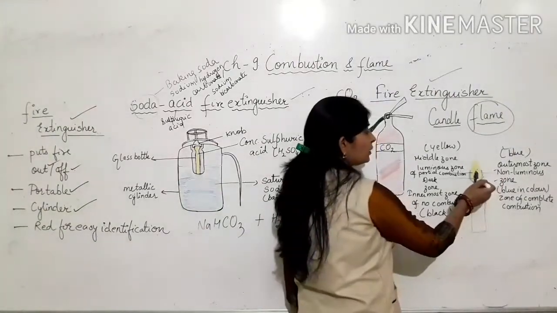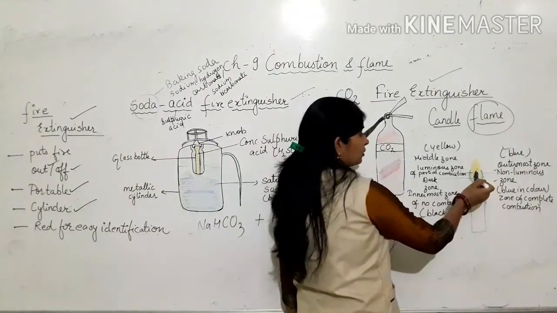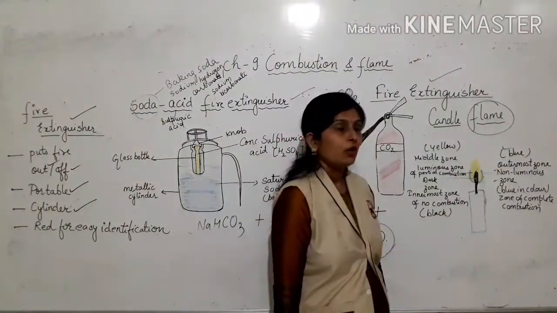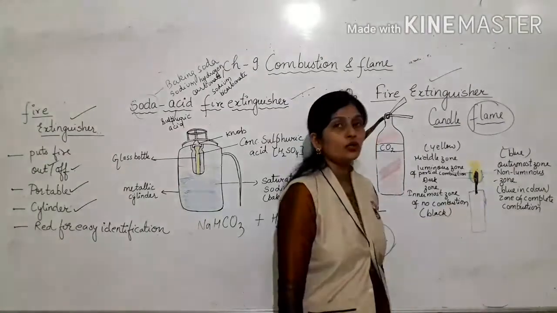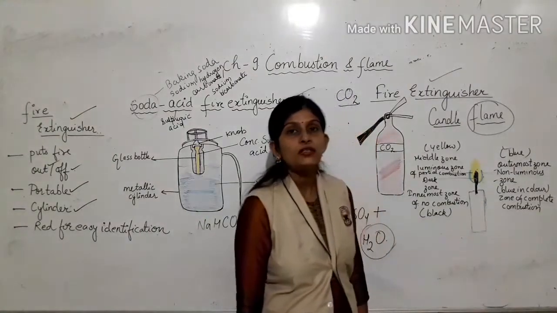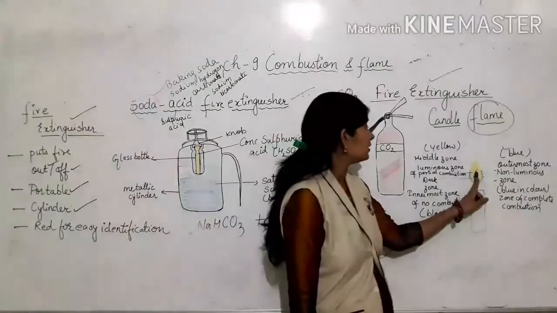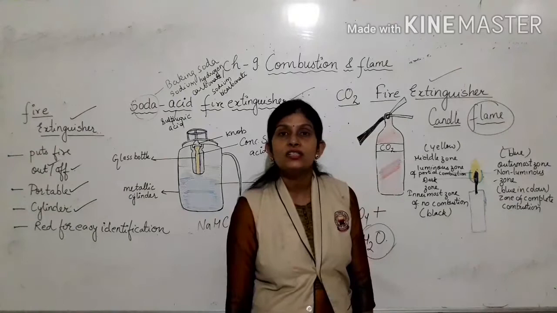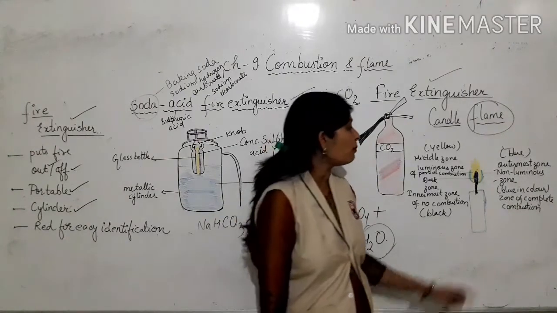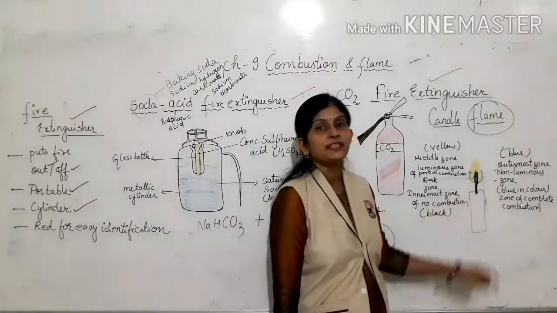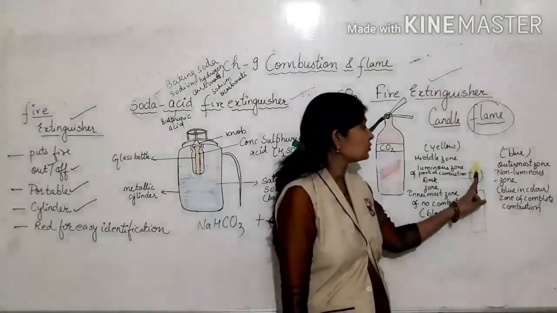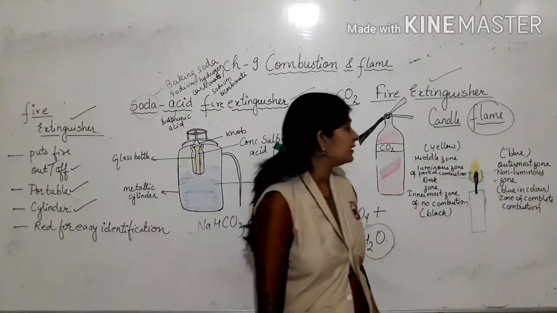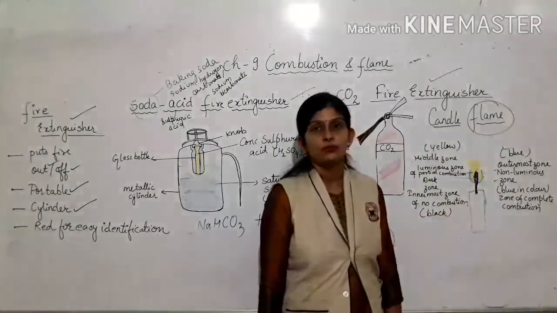Now, coming to the innermost zone. It is the zone of no combustion. It is the dark zone or black zone because here wax vapors do not get oxygen to burn. So no burning, no combustion takes place here. So this is the zone of no combustion, no burning. So it is the dark or black zone.